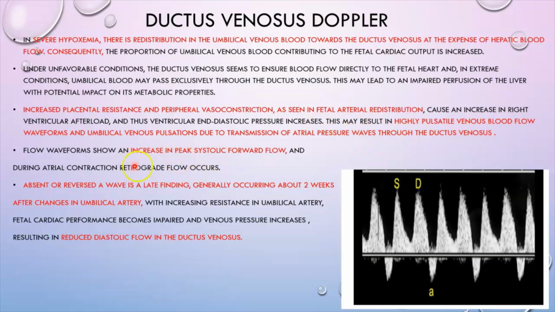So flow waveforms show an increase in the peak systolic forward flow because of increased flow through the ductus venosus, whereas during atrial contraction, retrograde flow occurs because of increased placental resistance and peripheral vasoconstriction. So an absent or reversed A wave is a very late finding which generally occurs about 2 weeks after changes in the umbilical artery.